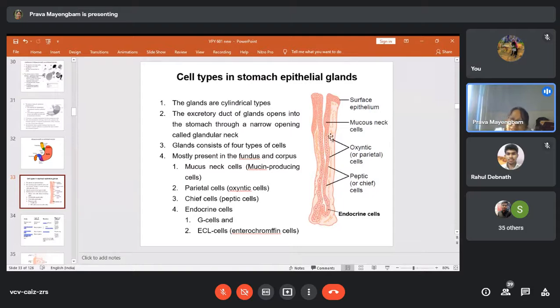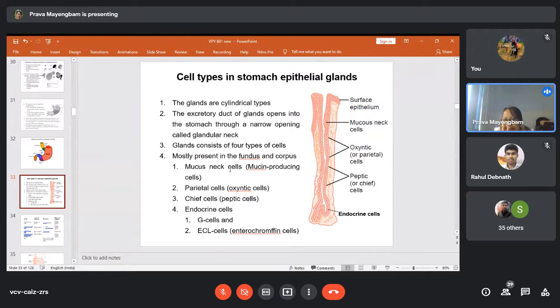In the stomach proper, they are of 4 types. The glands are cylindrical. This invagination is one gland, and it is cylindrical. The excretory duct of the glands opens into the stomach through a narrow opening called the glandular neck. This gland is lined by epithelial cells, and this duct opens onto the surface of the stomach. The glands consist of 4 types of cells.